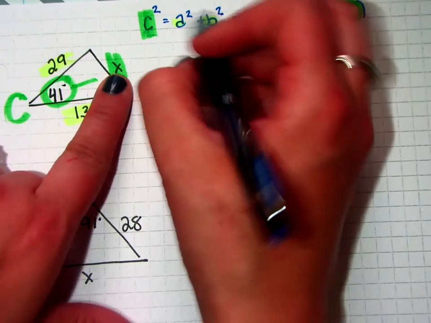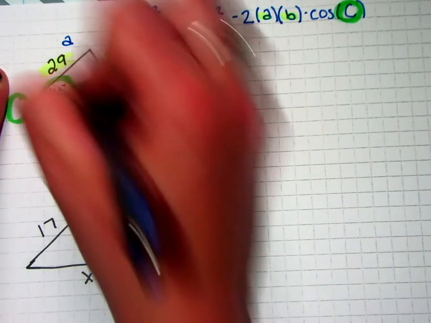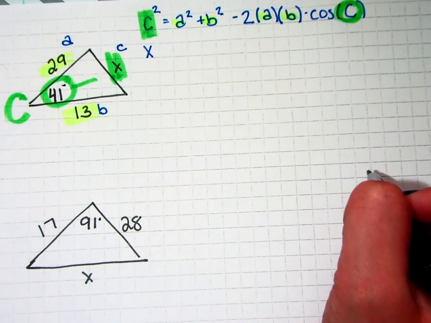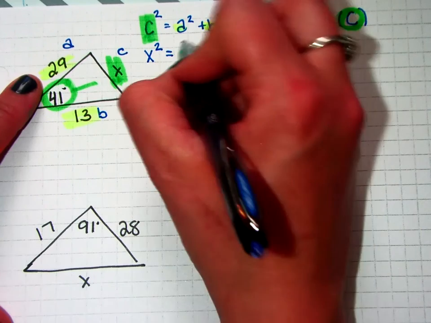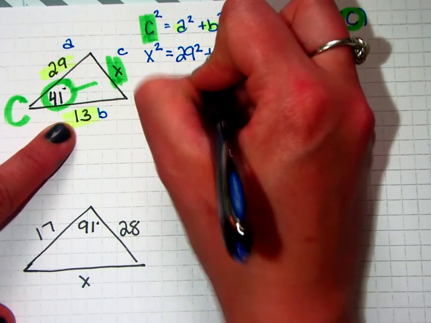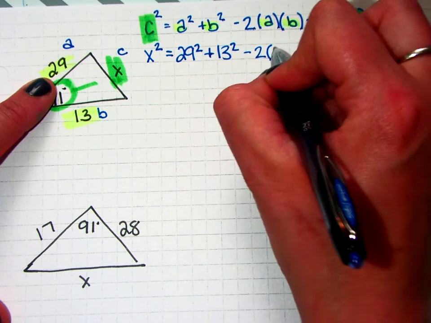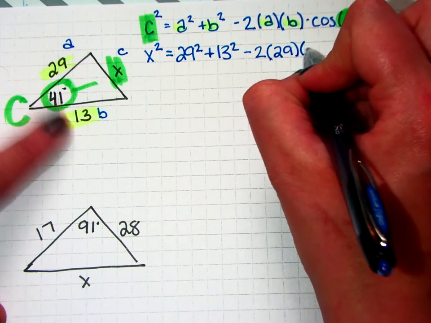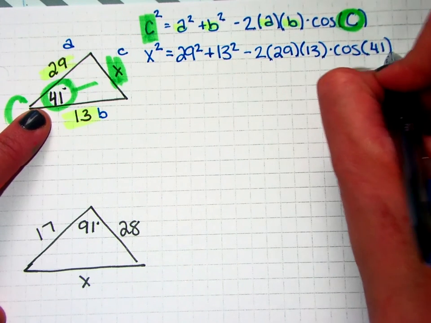So I'm going to make x my little c, and then I'm going to make a 29 and b 13. It doesn't matter. So I'm going to get x squared equals 29 squared plus 13 squared minus 2 times 29 times 13 times cosine of my angle 41.